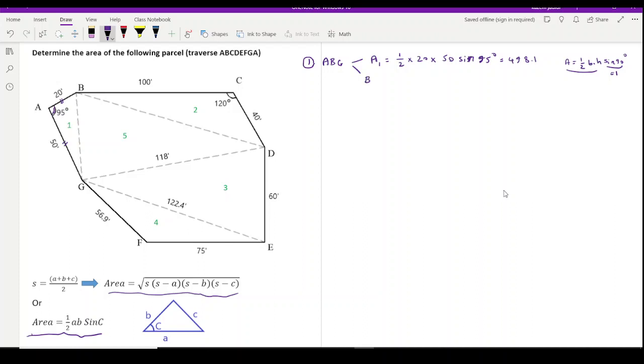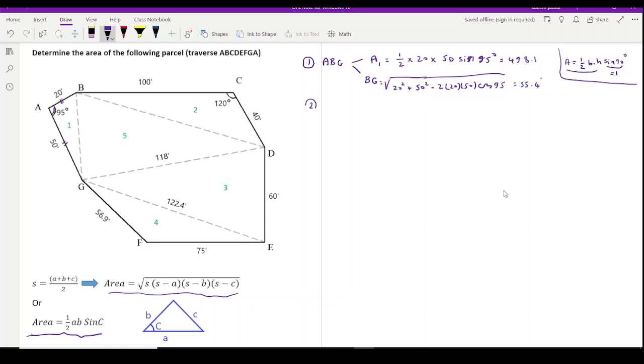Also, we can calculate BG because we are going to need it. The equation for that is 20 squared plus 50 squared minus 2 times 20 times 50 times cosine of the angle between these two, which is 95 degrees again. If you solve it, BG is going to be equal to 55.4 feet. So this is for triangle 1.